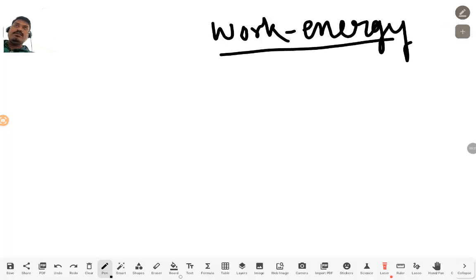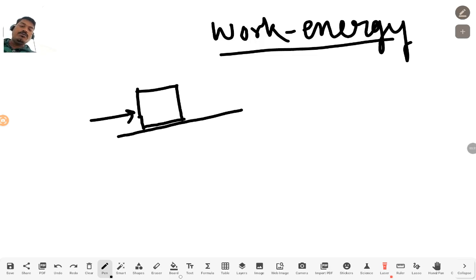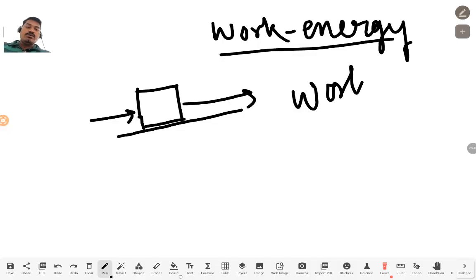First, we have to understand what is the meaning of work. Suppose there is an object. We apply force on the object. The object will displace in the direction of the applied force. If the object displaces in the direction of the applied force, that is known as the work done.